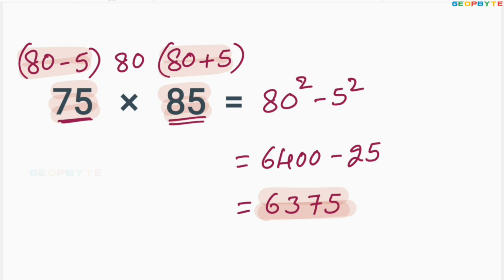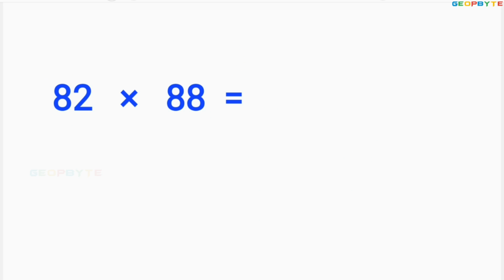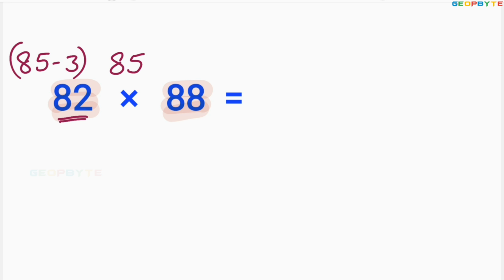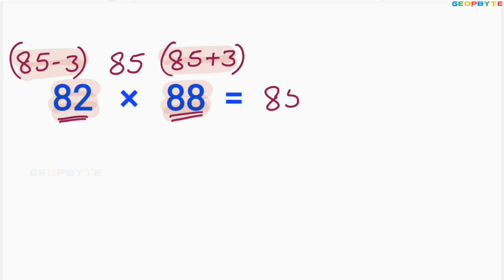Similarly, the next one is, look at the next number, 82 into 88. The middle number between these two is 85. Then this 82 you can write as 85 minus 3. The other one can be written as 85 plus 3. Now it is in the form of (a plus b) into (a minus b) equal to a square minus b square, 85 square minus 3 square.